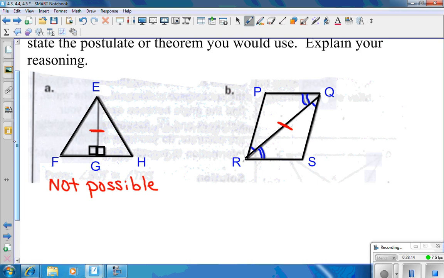So I have an angle, a side that is shared, and then an angle. So that's an angle, side, angle. Does that work? Okay, so let's make sure the other one matches it. Angle, side, angle. Yes. So it's an ASA.